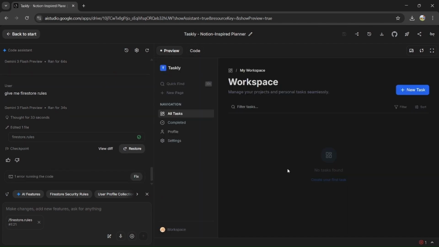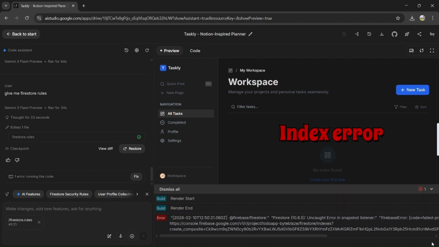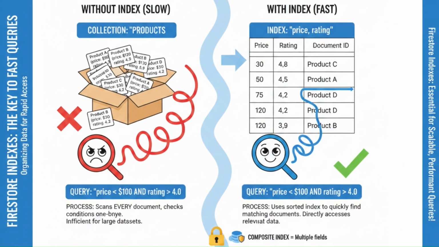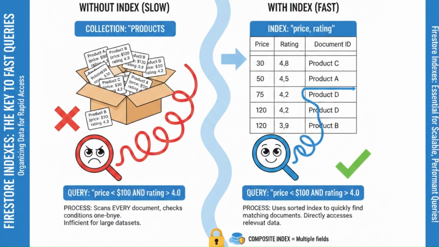Now the auth works, but you can see we've got another error. Now this is an index error. But don't worry, an index is just a simple shortcut for your database. Think of it like a map or a search filter that Firebase uses to find your data instantly.